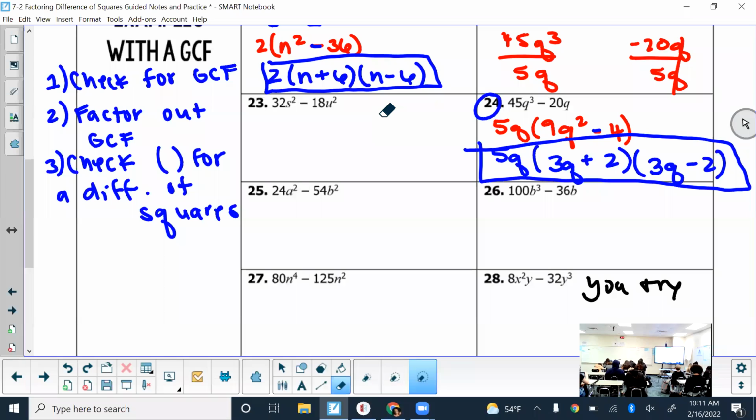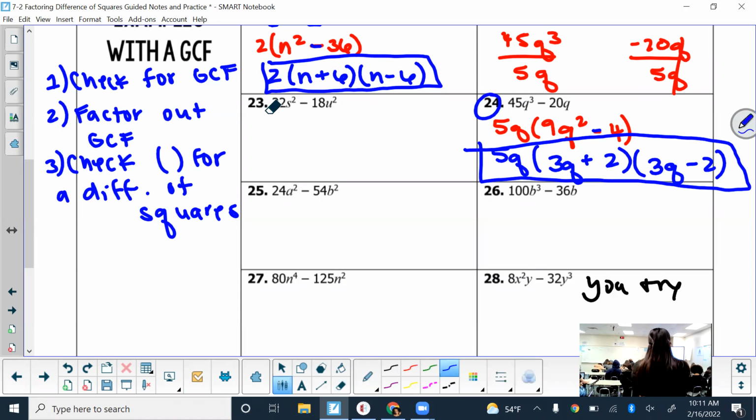So this is not a difference of squares, like 32 is not a perfect square, 18 is not a perfect square, so check for a GCF. What would the GCF be between 32 and 18? What's the biggest number that you can divide evenly into both of those? 2 is correct. All right, you can always do a factor tree just to make sure, but 2 is the biggest number that is possible to divide into both.